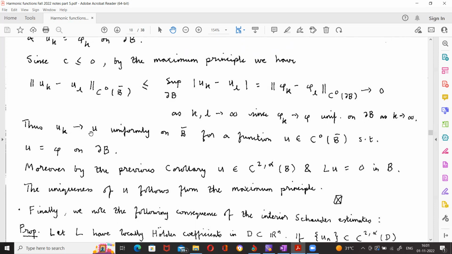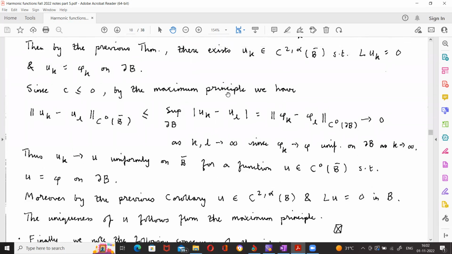And since they converge uniformly on the closed ball and the u_k's are equal to phi_k on the boundary and phi_k is converging to phi, we get that the limit function u is equal to phi on the boundary. Okay, is this all right? Yes, sir. So that's it. In the approximation argument, all we need is the maximum principle, to get uniform convergence on the whole closed ball. And then we're done by the previous corollary.